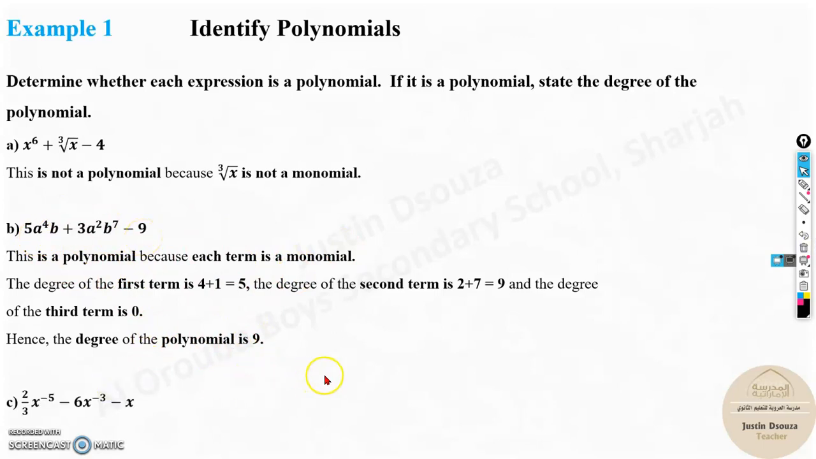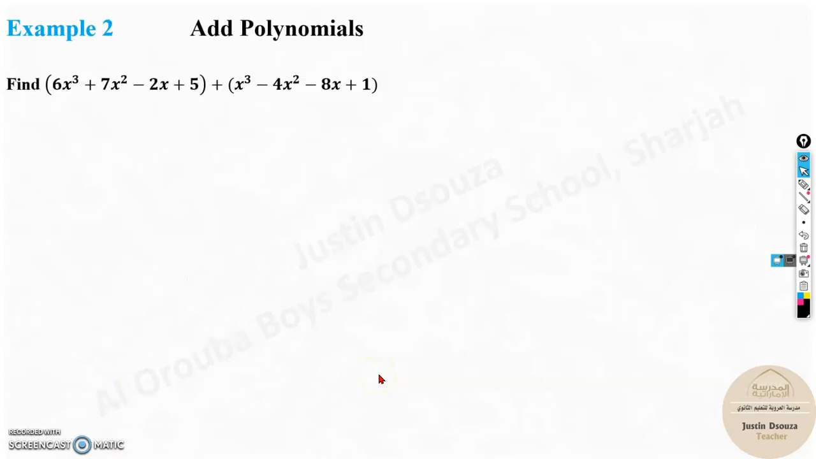Last problem over here, we have 2/3 of x to the power minus 3. Negative exponents, no, it's not a monomial. So this is not a polynomial because x to the power minus 5 and x to the power minus 3 are not monomials. Now then, we will move on to the second example problem, that is to add polynomials.